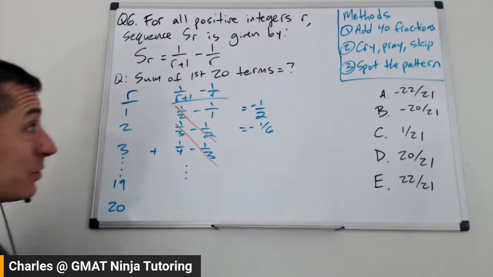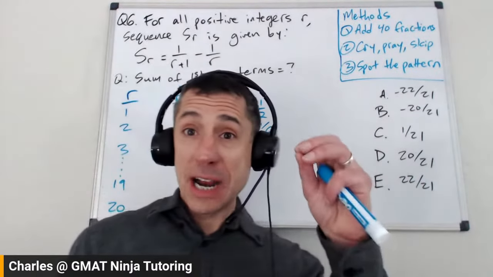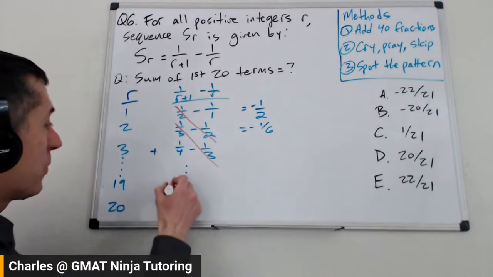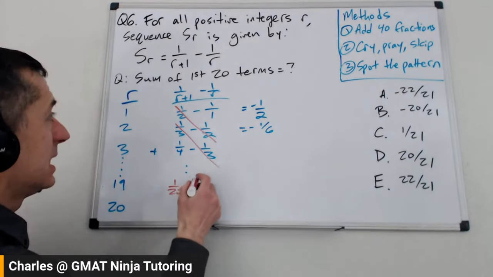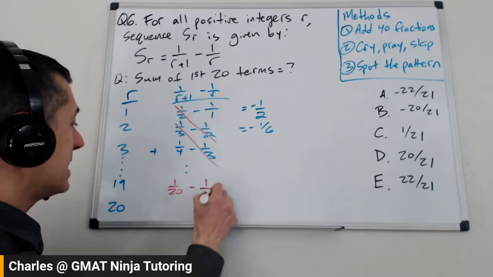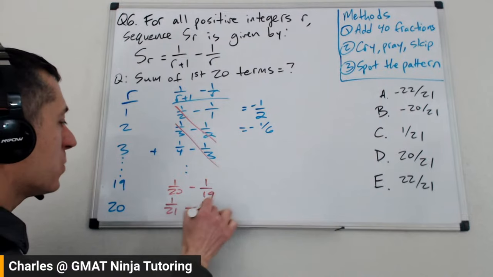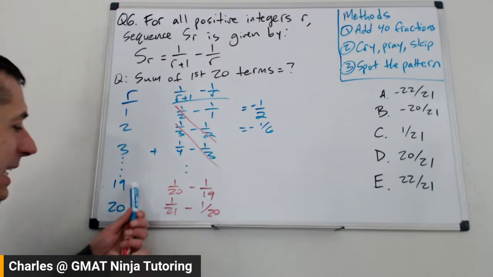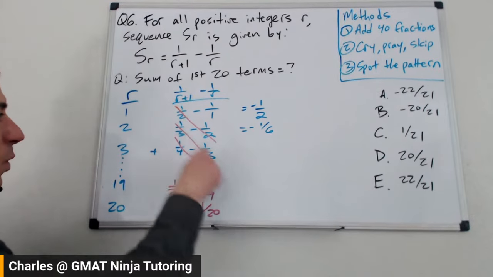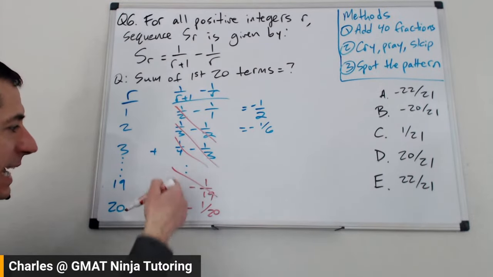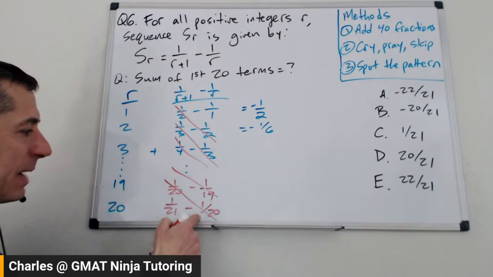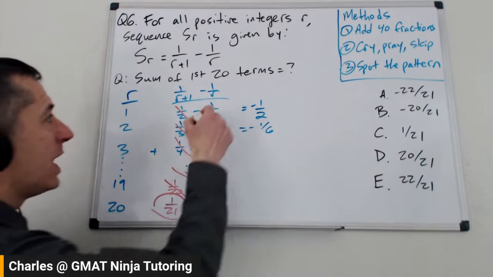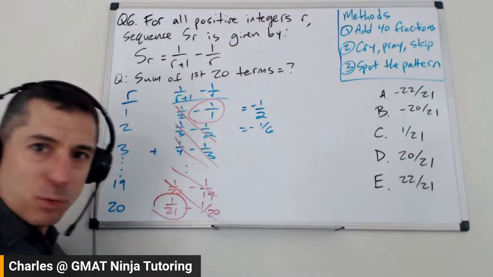So all I need to do now is just make sure I have my head around what happens at the end here. So 1 over 20 minus 1 over 19, 1 over 21 minus 1 over 20. So again, I know that all these guys are going to cancel. The 1 over 19 is going to cancel with the previous term. The 1 over 20 and the minus 1 over 20 cancel out. What do I have left? I've got a positive 1 over 21. I've got a negative 1 over 1.